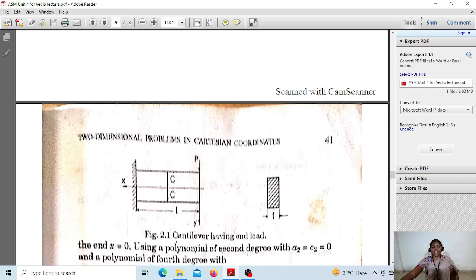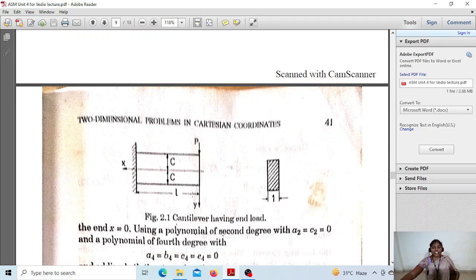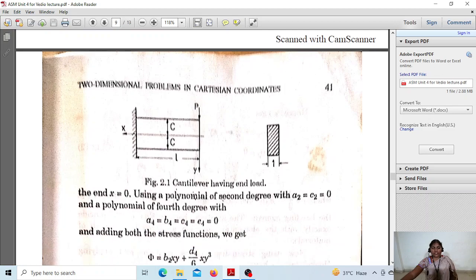Here a cantilever is taken like this, right? The x-axis is 0, above the x-axis the distance is c, below the x-axis the distance is c, and a point load is applied at its end. The entire length is L, that is the span length. Now by experience you should take a polynomial equation, a second degree equation, and make a2 equal to c2 equal to 0.